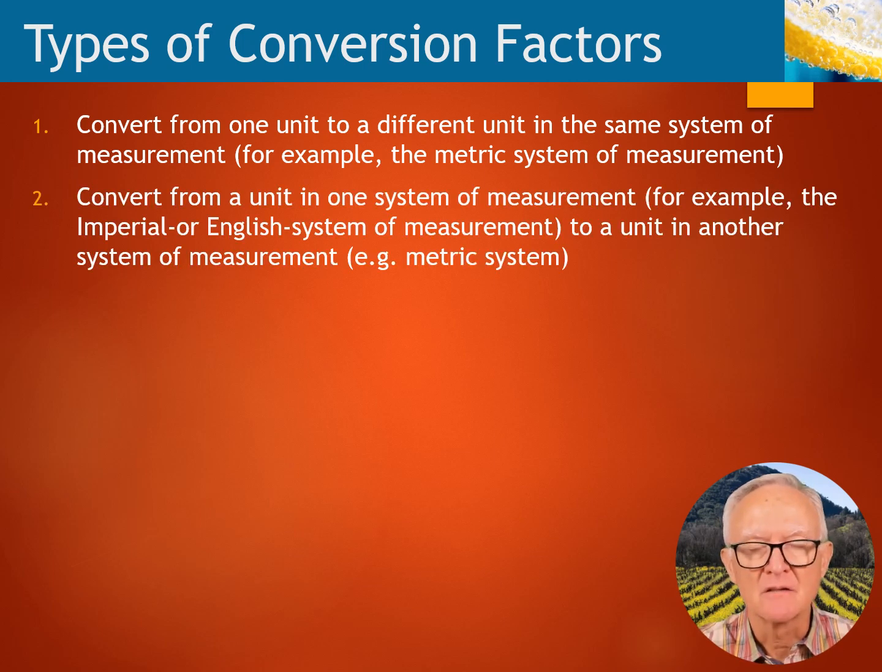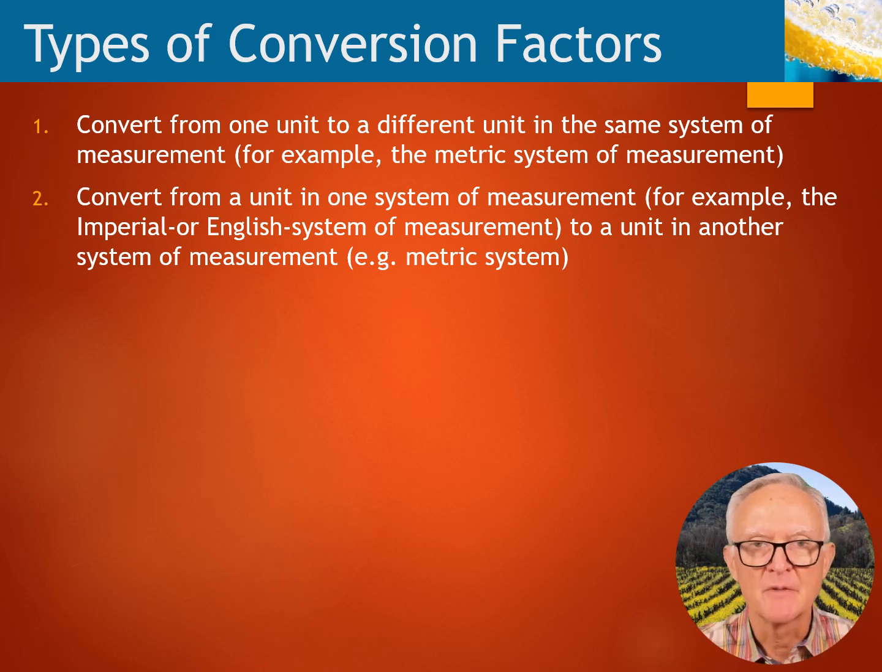The second type is to convert from one system to another system. So you might go from metric to imperial system or vice versa. So for example, you might convert centimeters to inches using the conversion factor 2.54 centimeters per inch.